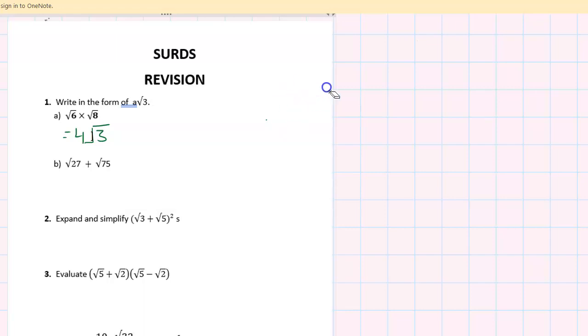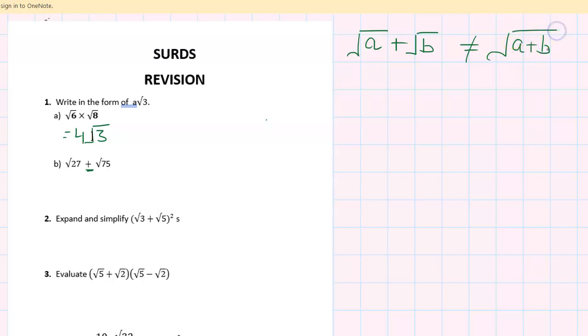Now the second one is, if you have to add, so if it is root A plus root B, in surds you cannot write it as root of A plus B. The same is for the negative sign. What we are supposed to do is break it into such a form that the number inside the root must be the same. So if it is 6 root 3 plus 5 root 3, then only you can write this as 11 root 3.